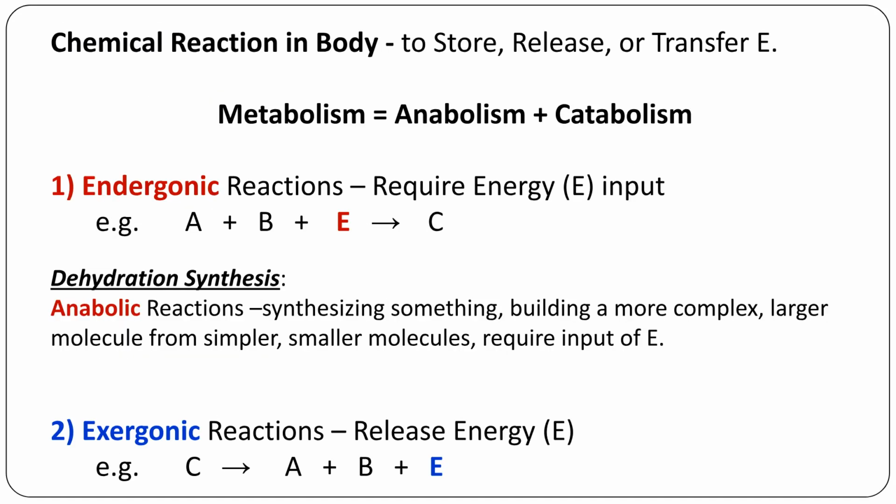Metabolism is the sum of anabolism and catabolism. Anabolic reactions, like dehydration synthesis, require energy to build complex molecules. Conversely, catabolic reactions, such as hydrolysis, break down molecules and release energy for physiological work.